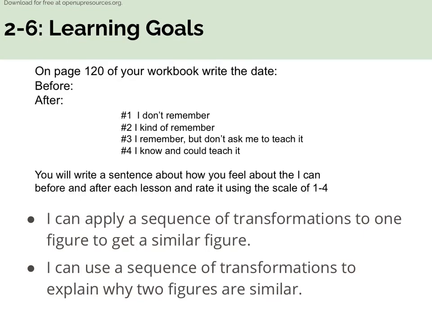Go ahead and write yourself a sentence about how you feel about those. Give yourself a number, 1 through 4. So 1, I don't remember. 2, I kind of remember. 3, I remember, but don't ask me to teach it. And then 4, I do remember it, and I can teach it to my friends. So go ahead and do that.